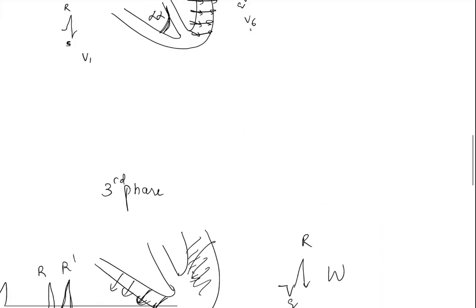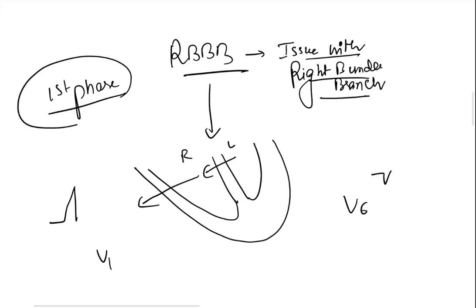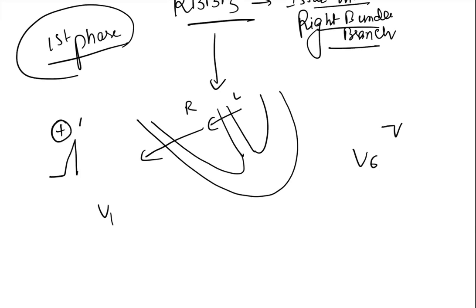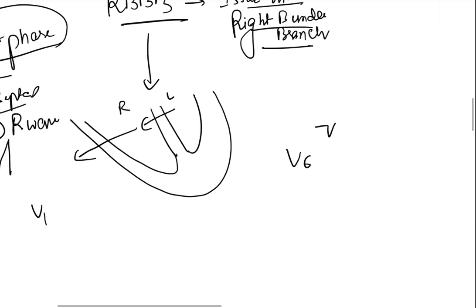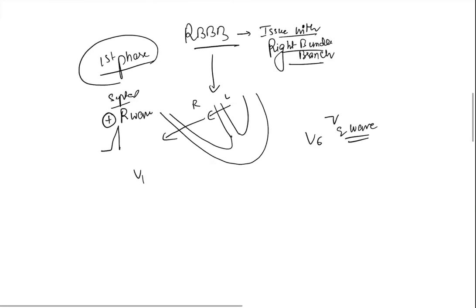Let me repeat it again. So ventricular depolarization has two phases. First, the septum gets depolarized, and finally the ventricular myocardium. In RBBB, septal depolarization is not affected. So hence the depolarization vector is towards V1. So you get a positive wave, and this positive wave is called an R wave, the septal R wave. Okay, nothing is affected here, and since the wave is away from V6, you get a septal Q wave. Okay, very simple thing. So the first phase of ventricular depolarization is not affected in RBBB.